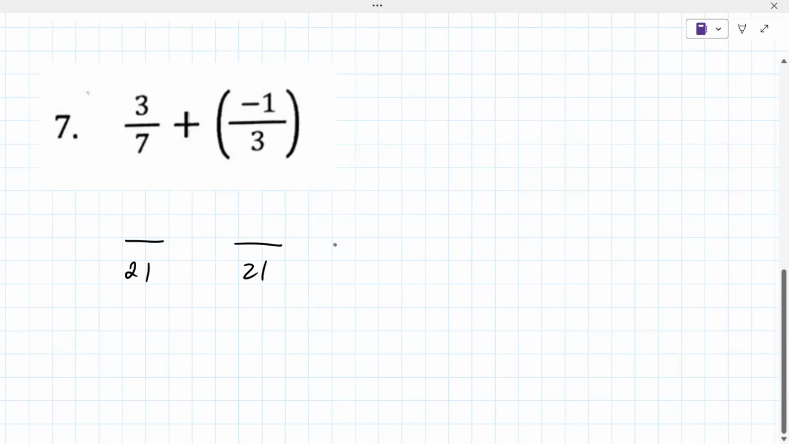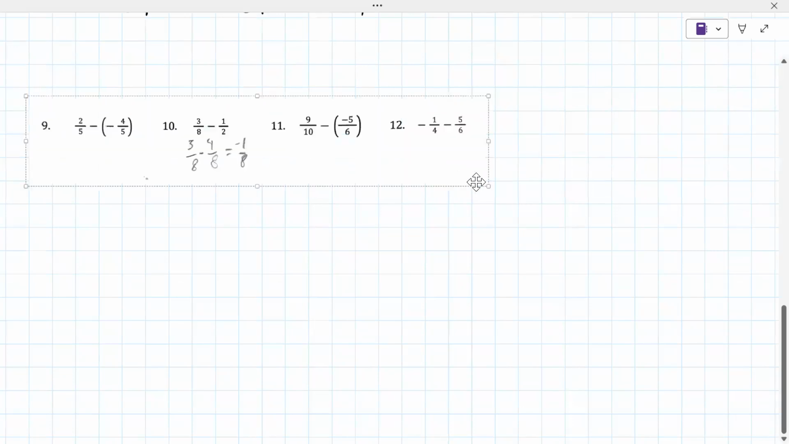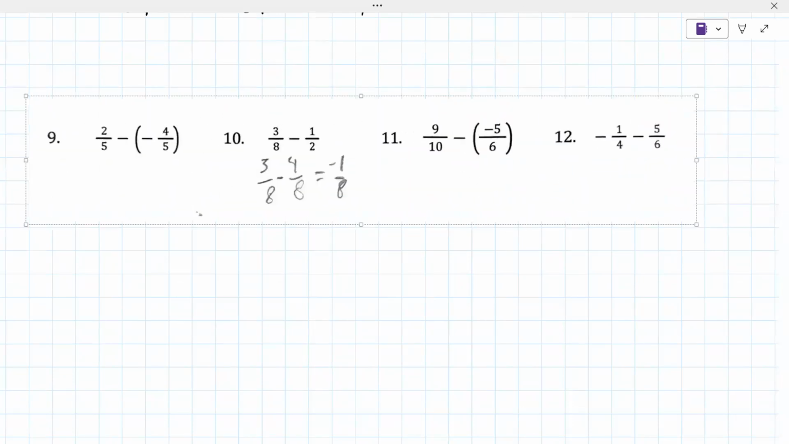For now though, this is 9 over 21. This is -7 over 21. What does this become? Addition of 2 over 21. All right, so your number 10 is correct. So why don't you grab the whole row here? Why don't you work out the next 4 and let me know your answers as you go?